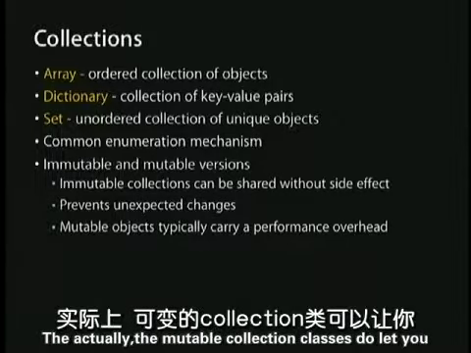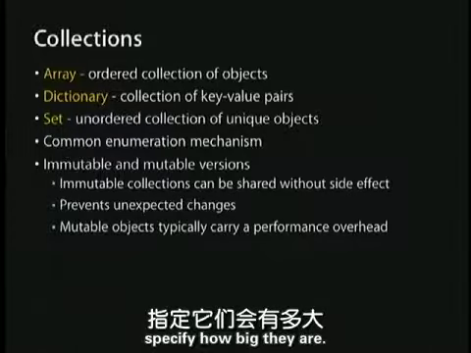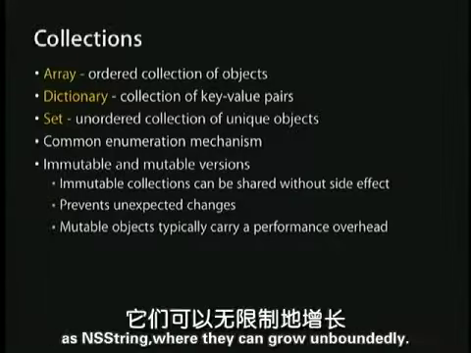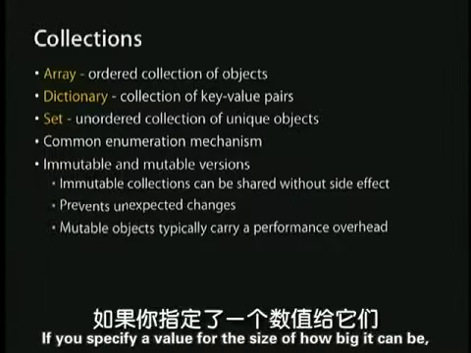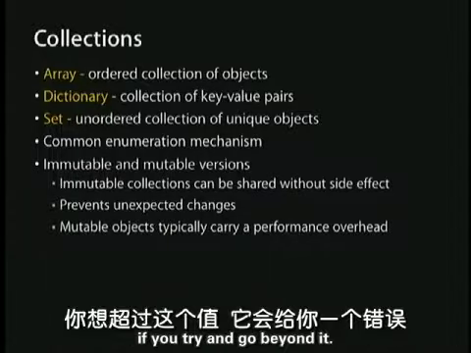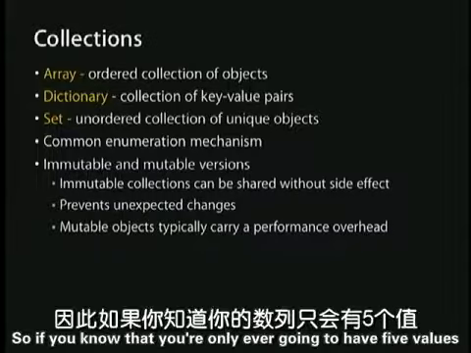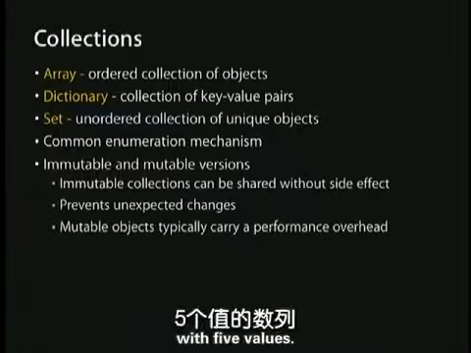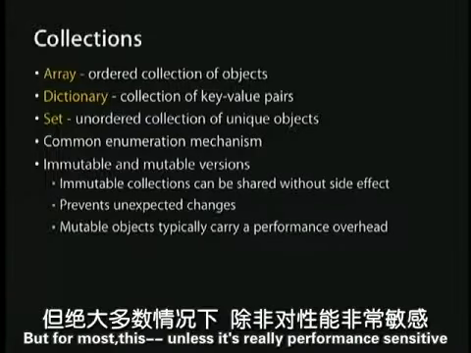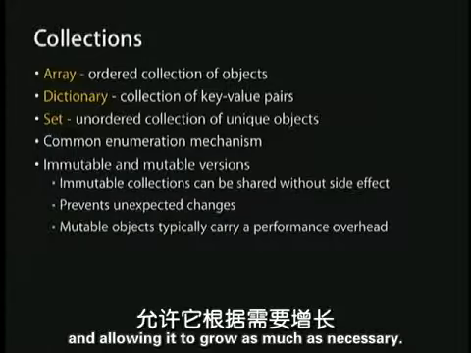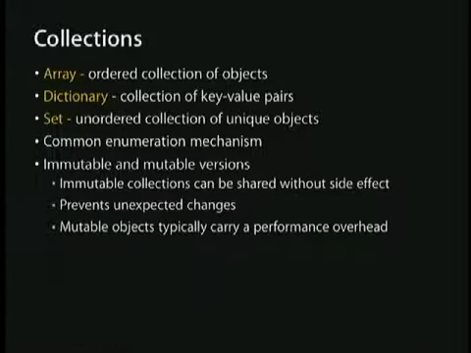The mutable collection classes do let you specify how big they are. You can specify 0, which will give you the same behavior as NSString, where they can grow unboundedly. If you specify a value for the size of how big it can be, it's actually going to stop at that size and throw an exception if you try and go beyond it. So if you know that you're only ever going to have 5 values in your array, you might allocate an array specifically with 5 values. But for most use, unless it's really performance-sensitive code, you're just as well off passing 0 and allowing it to grow as much as is necessary.